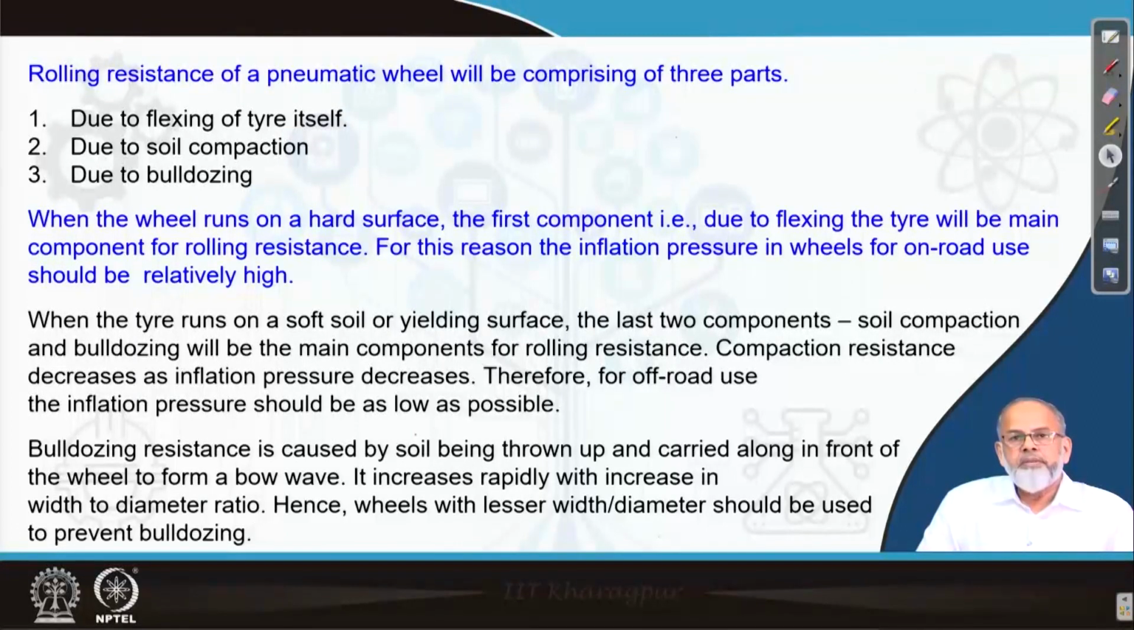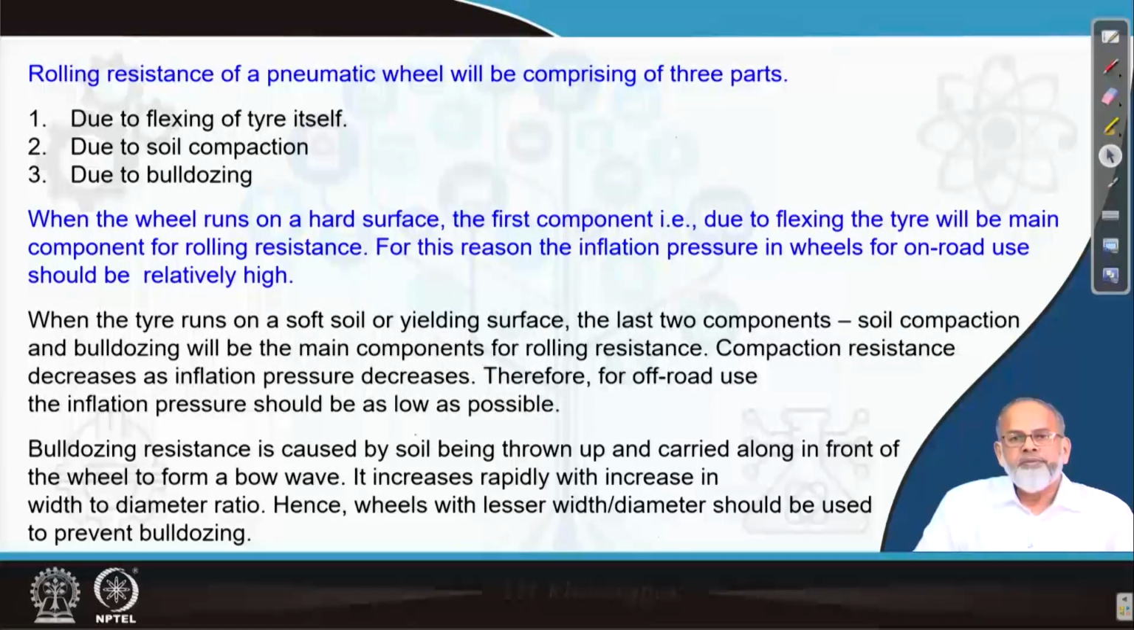When the wheel runs on a hard surface, the first component, that is tire flexing, will be the main component of rolling resistance. For this reason, the inflation pressure in wheels for on-road vehicles is kept relatively high.